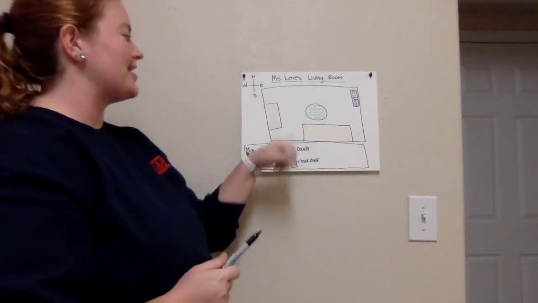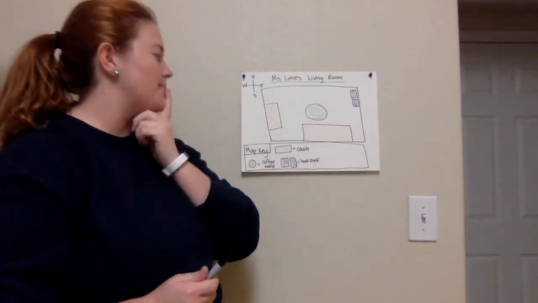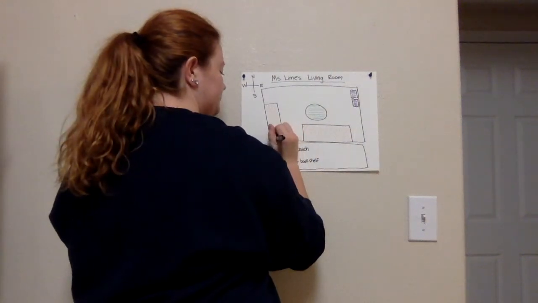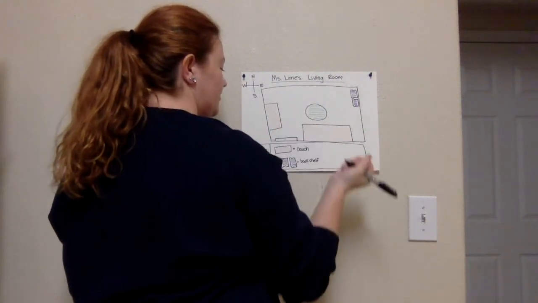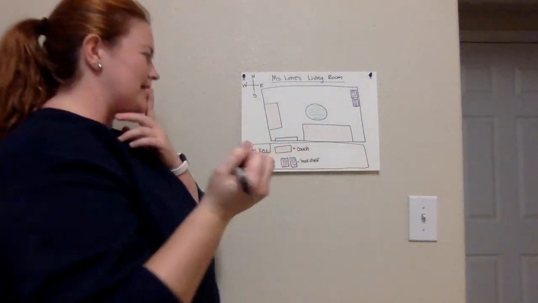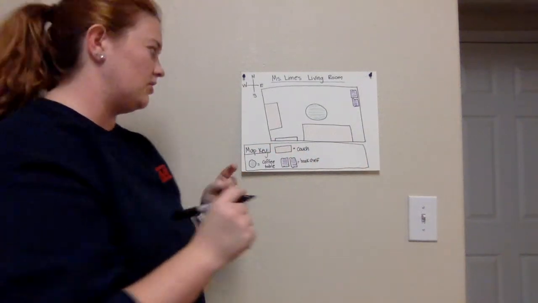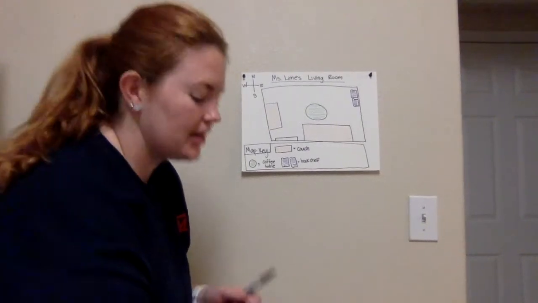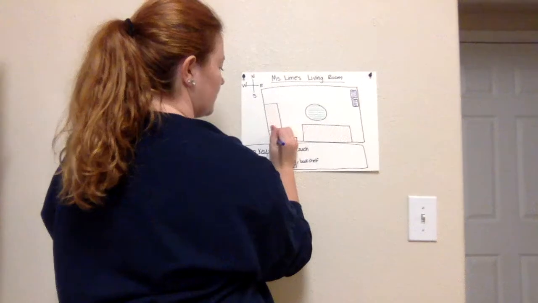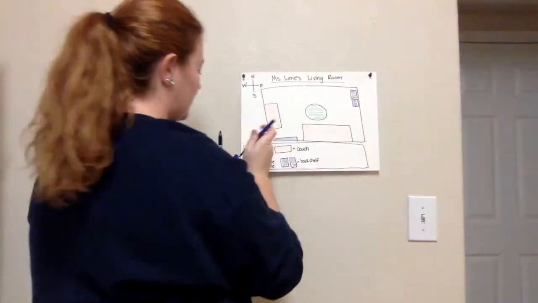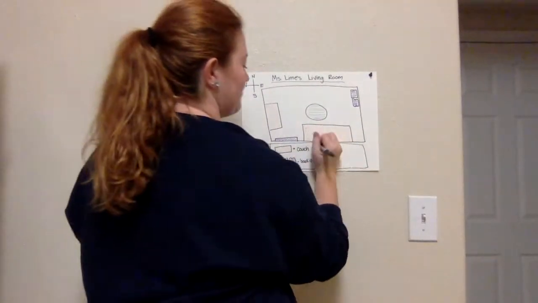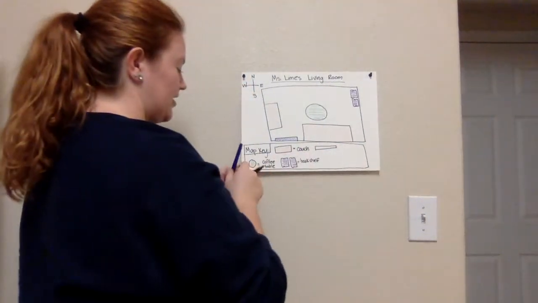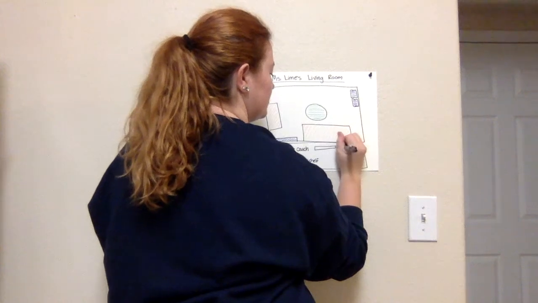Okay, so I have my couches, I have a coffee table, I have a bookshelf. Oh, you know what? Here is my front door. Here's my front door. Ooh, it's also a rectangle, but it's really little. I think what I'll do is I will make it a different color. And then when I add it to my map key, I can see, oh, the really little rectangle is the door.